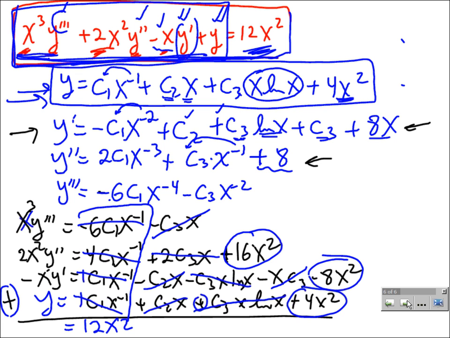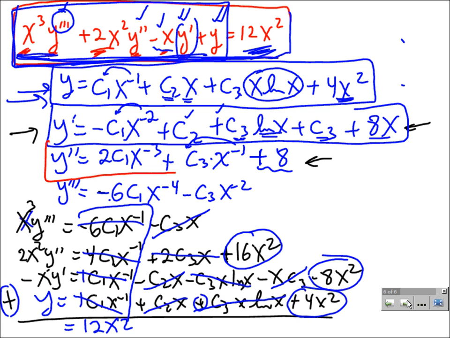The order of this equation is 3. So I calculated y prime. I then calculated y double prime. I then went and calculated y triple prime. And then, like I said, I took y triple prime and multiplied it by x cubed. That gave me that equation.